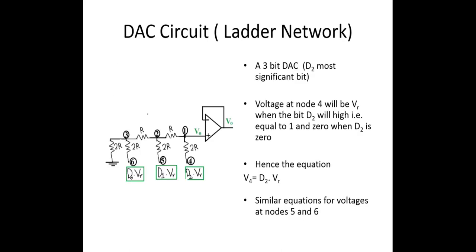So here is a 3-bit digital to analog converter circuit. Usually you will have more number of bits. The circuit for an n digit digital to analog converter will be shown at the end of this lecture, inshallah. So let's have a look at this circuit. The input nodes are node 4, 5 and 6.